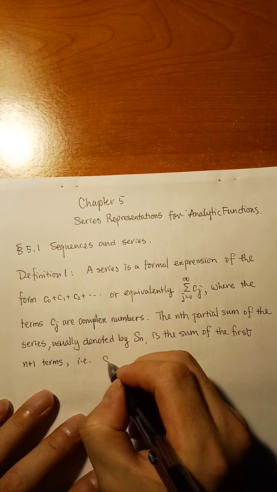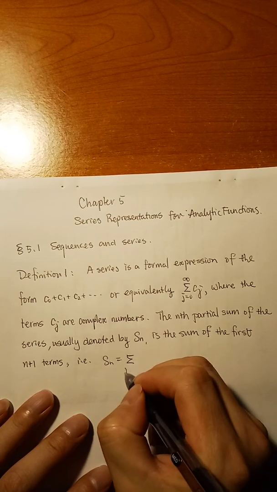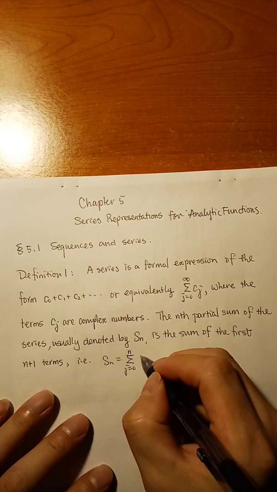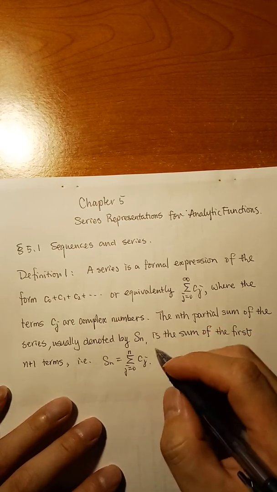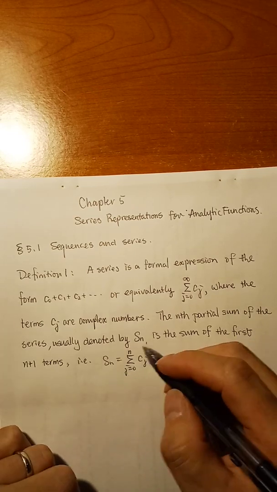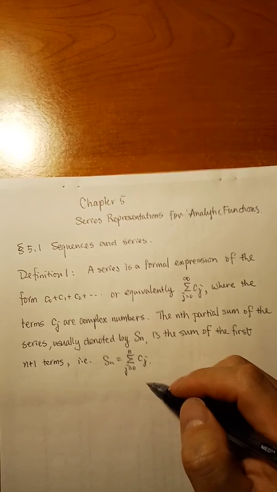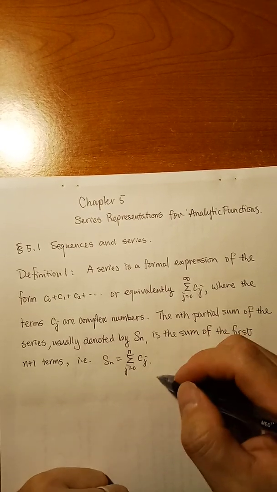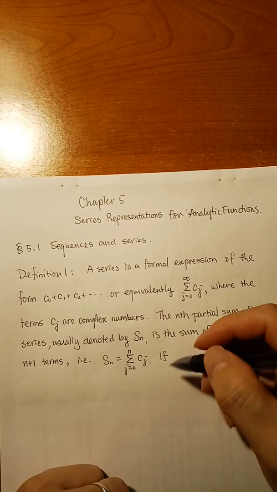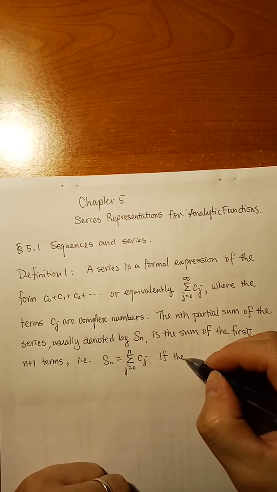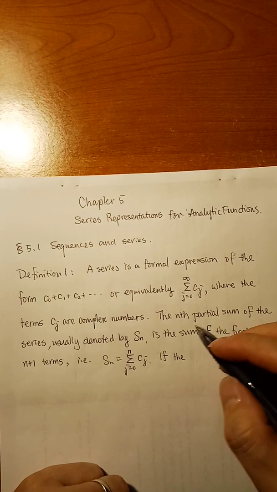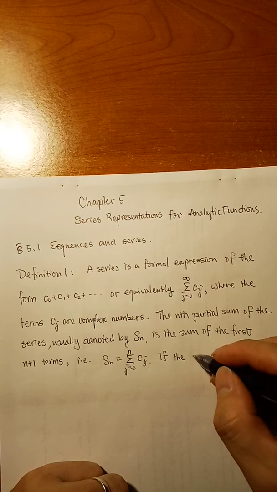That is, our Sn is the sum from j equals 0 to n of Cj. You have n plus 1 terms. And Sn is always a number because you have a sum of finitely many numbers. Okay, so for each n you have a partial sum: first partial sum, second partial sum, third partial sum, so you construct a sequence.